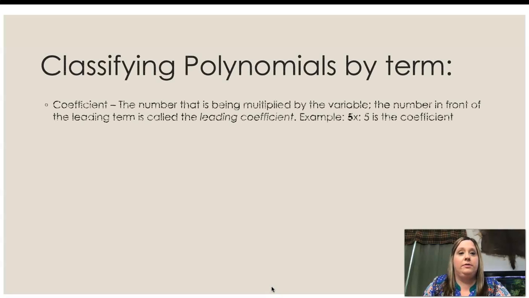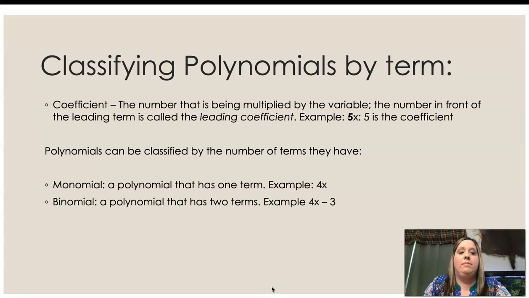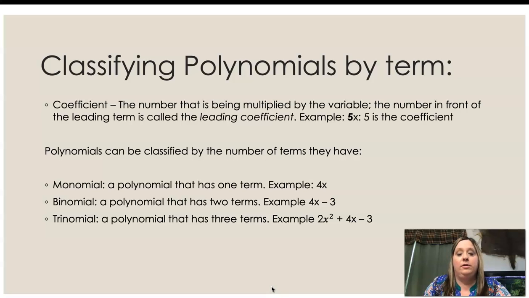Classifying polynomials by term. So coefficient, again, we should be familiar with what this term is, but the number that's being multiplied by the variable. So example 5x, so 5 would be the coefficient. And polynomials can be classified by the number of terms that they have. So we have a monomial, which is one term, like 4x. A binomial, which has two terms, like 4x minus 3. A trinomial, which has three terms, like 2x squared plus 4x minus 3. And any expression with 4 or more terms is actually just called a polynomial.